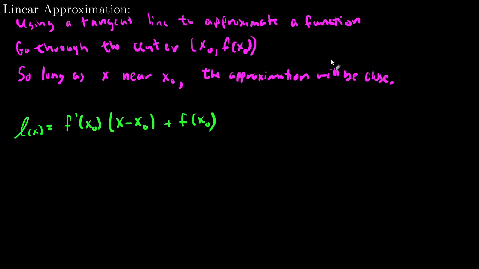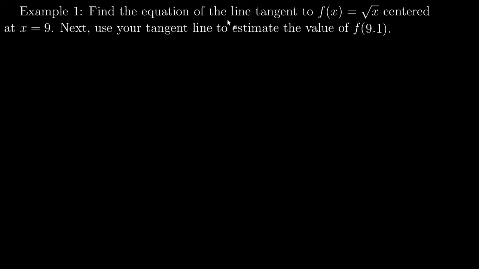So let's see an example of this straight away. I want to find the equation of the line tangent to f of x equals root x, centered at 9, and then use that tangent line to estimate the value of f of 9.1. And so what I'm going to do is, just like any other tangent line, I will find the point. And the point is, of course, found by evaluating f of 9. Square root of 9 is 3. So we have the point 9, 3.